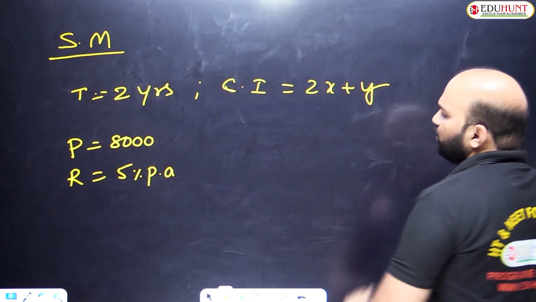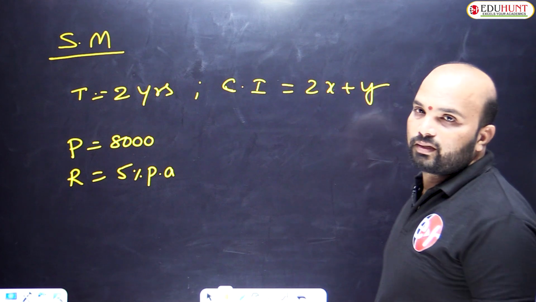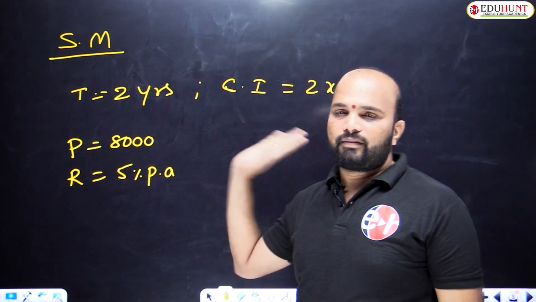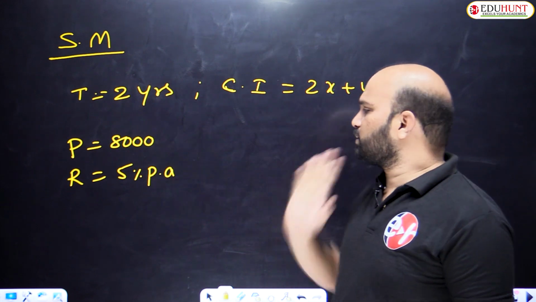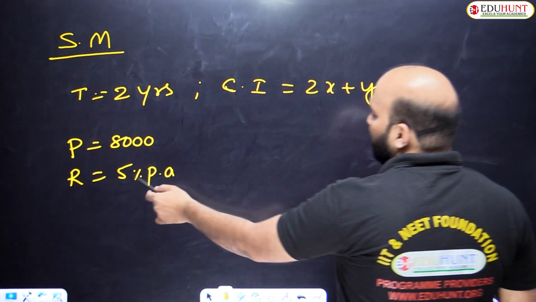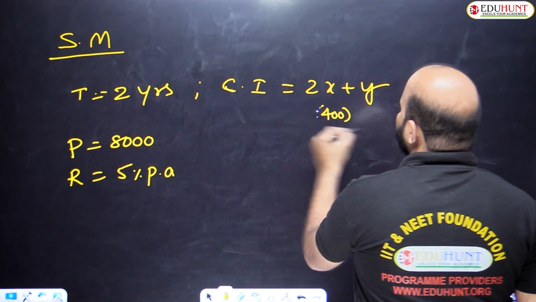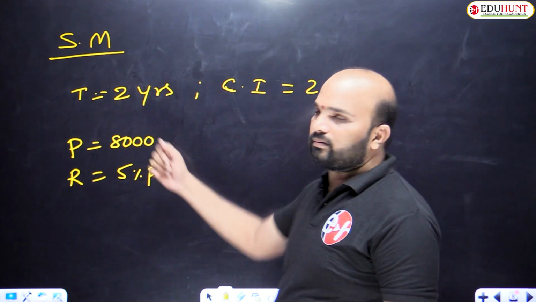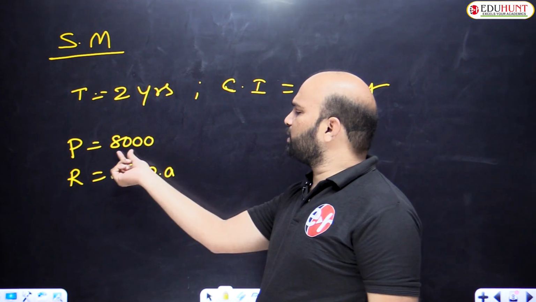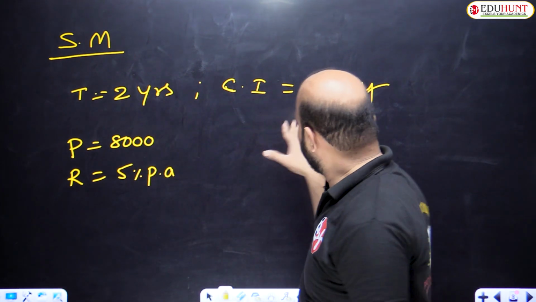So how will we get the x value? The 5% value of principal 8,000 is called x. X equals the 5% value. So x and y always depend on the rate of interest, and here the rate of interest given is 5%. So the 5% value of 8,000: 10% value is 800, and 5% is nothing but 400, that is x. The x value is 400. If it is asking for the 5% value, first find the 10% value. 5% is nothing but half of 800, which is 400.